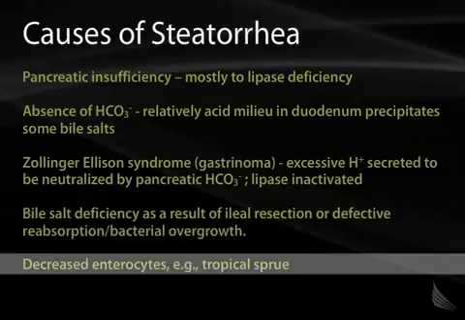If there are decreased enterocytes, such as in tropical sprue, where blunting of the villi can occur, malabsorption is also present, and therefore steatorrhea is present. In the last section, we looked at lipid digestion in the GI tract, as well as clinically relevant disorders which present with steatorrhea.